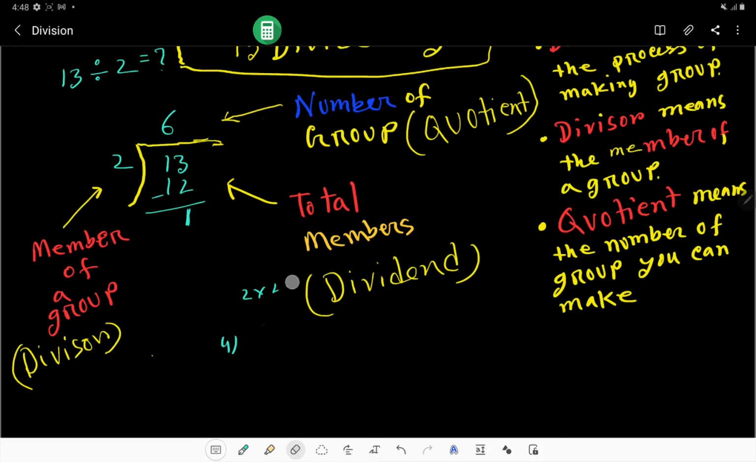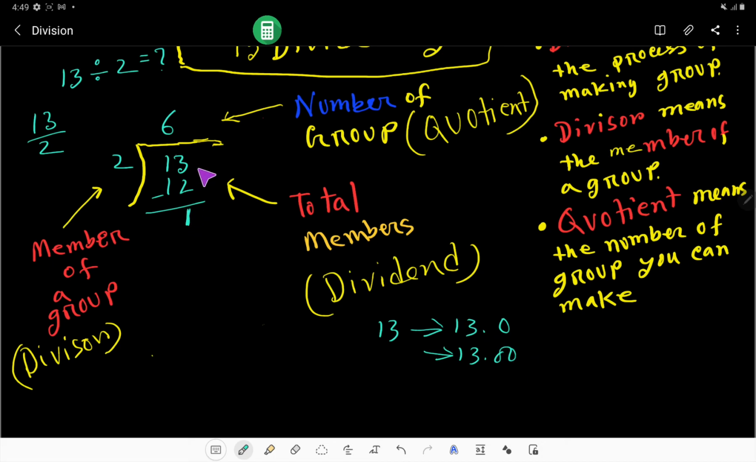Now I will show you how to transform this into a decimal number. Here 1 is the remainder, but we can rewrite this 13 as 13.0 or 13.00. Actually, after the decimal point, you can take any number of zeros according to your necessity.